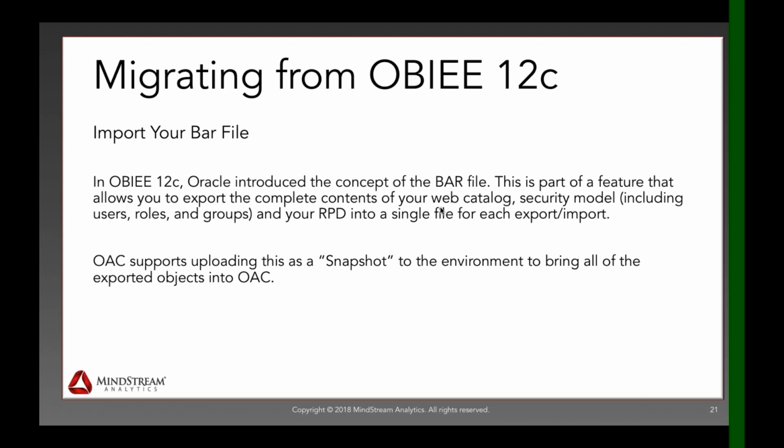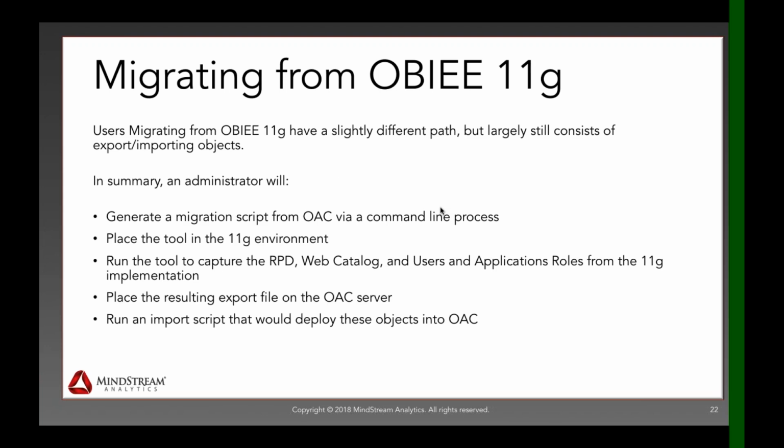All of the really heavy lifting goes into the planning stages of laying out and designing what your architecture is going to look like, and then the validation and testing pieces that we'll talk about in a second. So 11G is slightly different. 11G doesn't have the concept of the bar file.